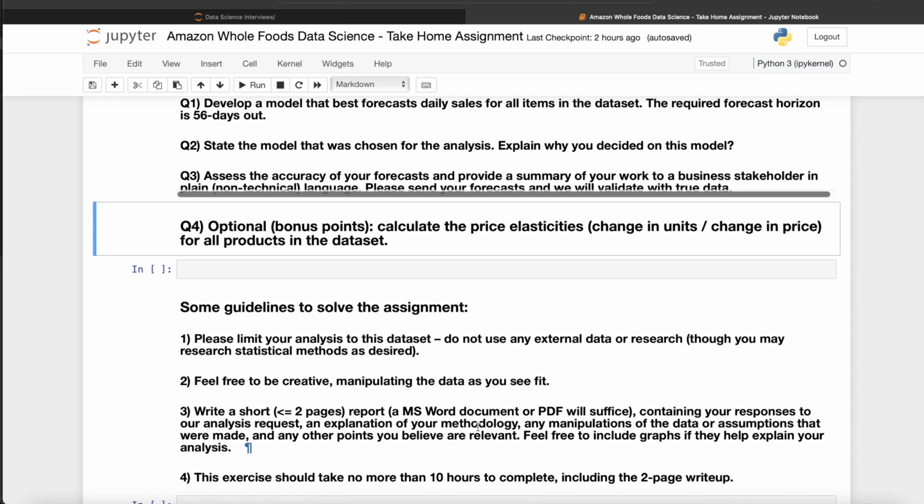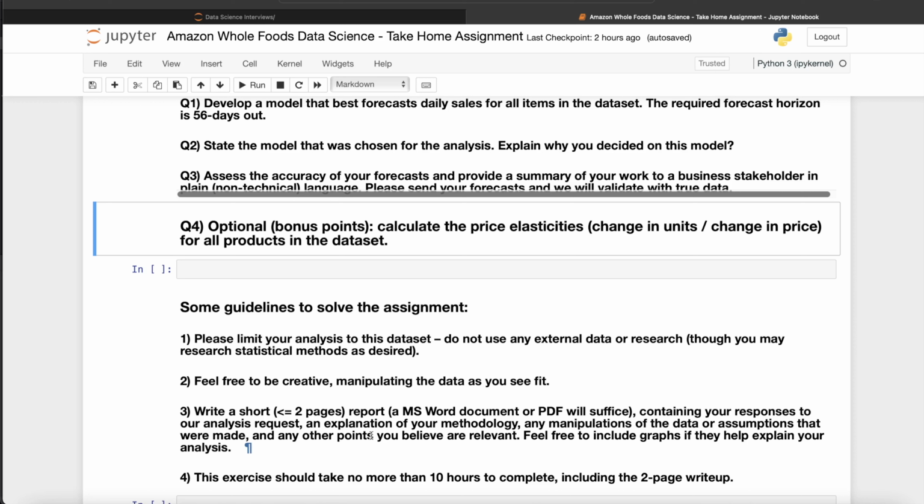In ARIMA you need to make your time series data set stationary, right? So how did you do that, how much differencing did you do? These are the terms related to time series analysis which you should try to work on. Any manipulations of the data, as I mentioned earlier, assumptions that were made, any other points that were relevant.